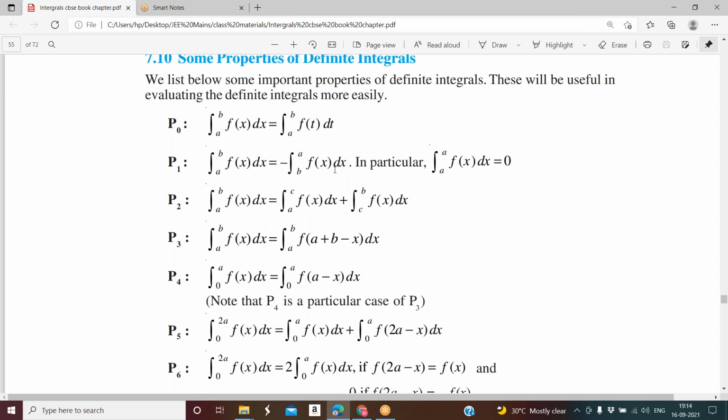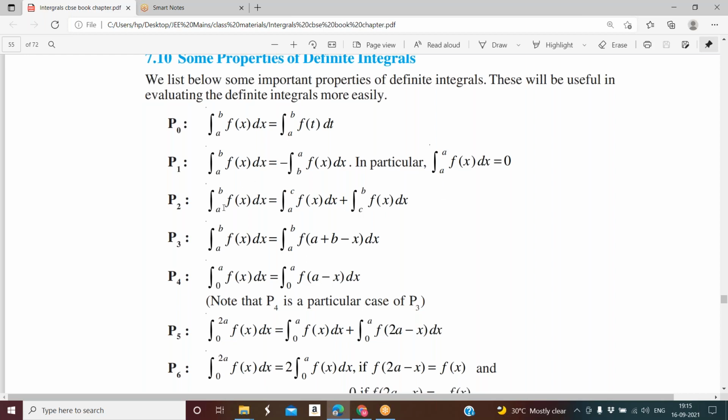In particular, integral a to a f of x dx equals 0. It is obvious because here the lower limit and upper limit are the same. Both are equal, therefore the integral value is 0. When the lower limit is equal to the upper limit, the integral value will be 0.